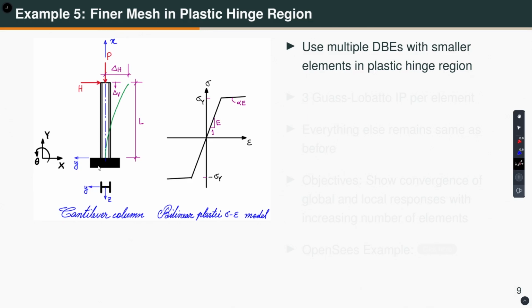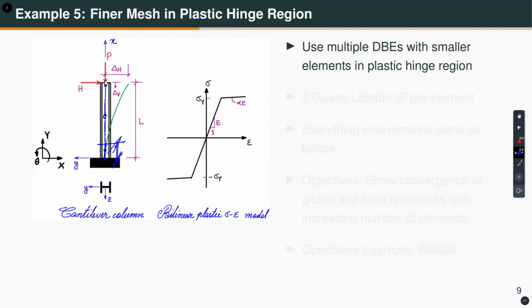Let's say I am using 4 elements. In this region, from here to here, I will use 2 elements. So each element is from here to here; these are 2 elements. Then for the rest, this is 1 element, this is another element, right. So for the case of 16 elements, in this region I will be using 8 elements, and the rest will be modeled using 8 elements. This is just an example, okay.